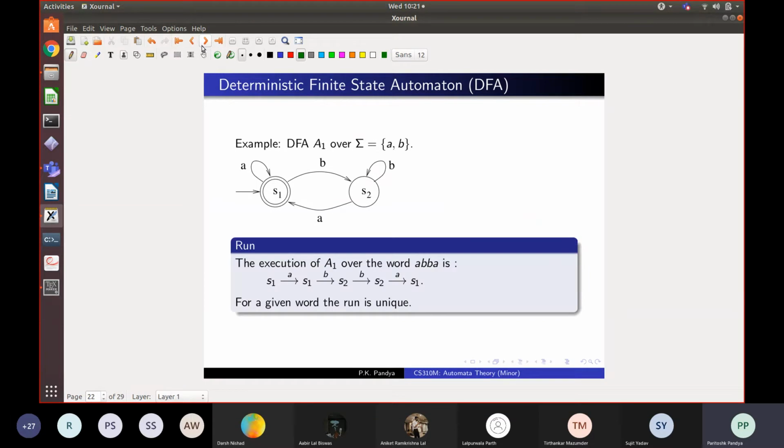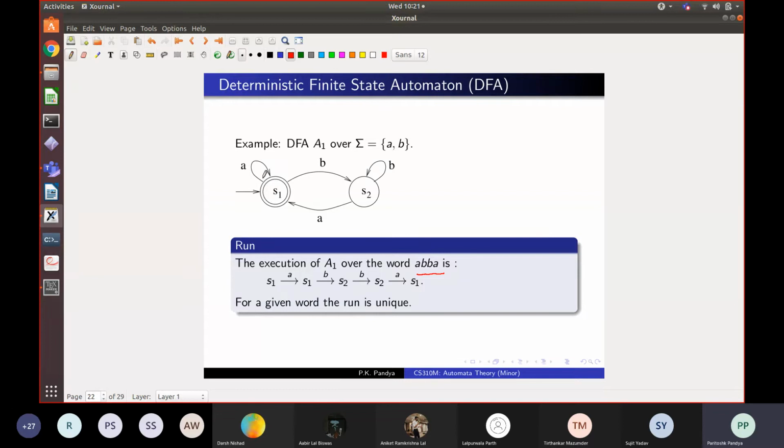So that was the transition table representation. Now consider a word over this alphabet, such as ABBA. Here we are given a sequence of 4 events that occur, ABBA. What does the automaton do? It will have this execution. It will start with state S1.